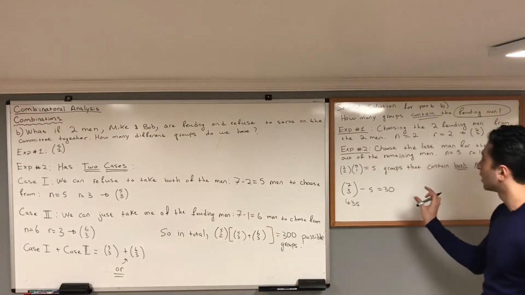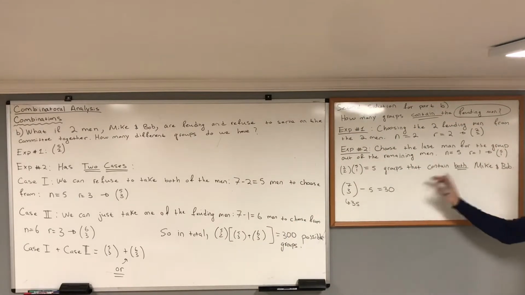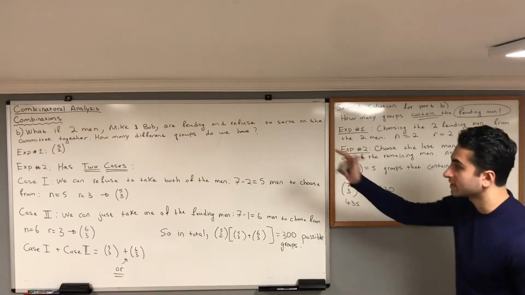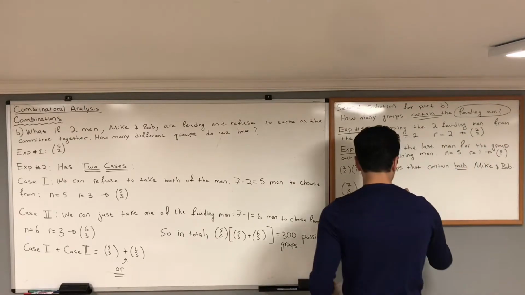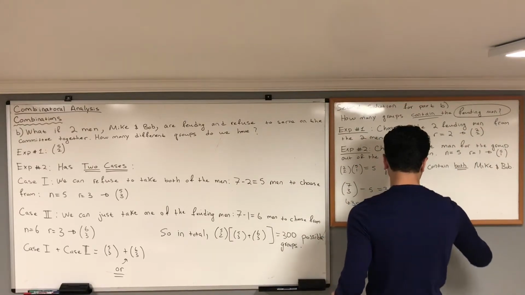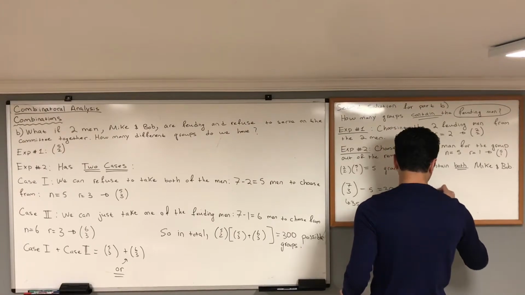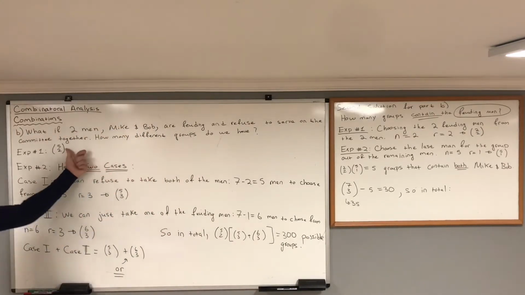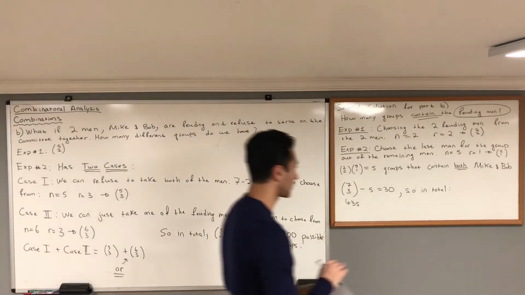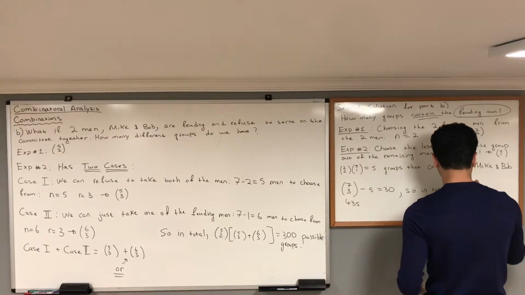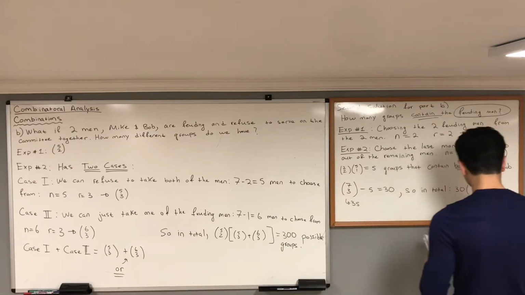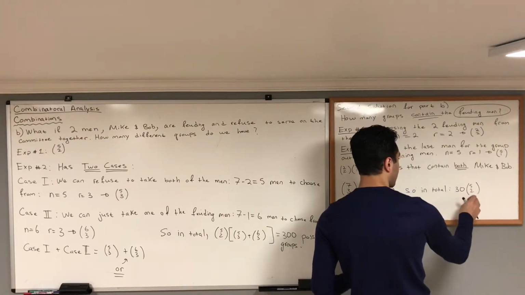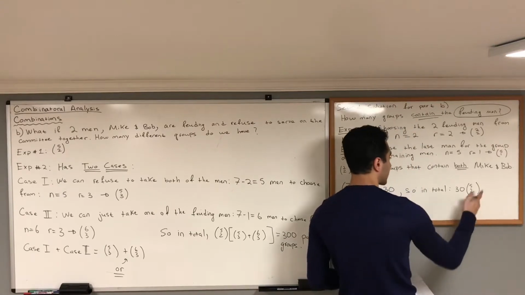So 30 different groups that do not contain both Mike and Bob. And this is already finished for the men. The woman is still 5 choose 2. So in total, we have 30 times 5 choose 2. 5 choose 2, if you do it in your calculator, is 10. 30 times 10 is 300.